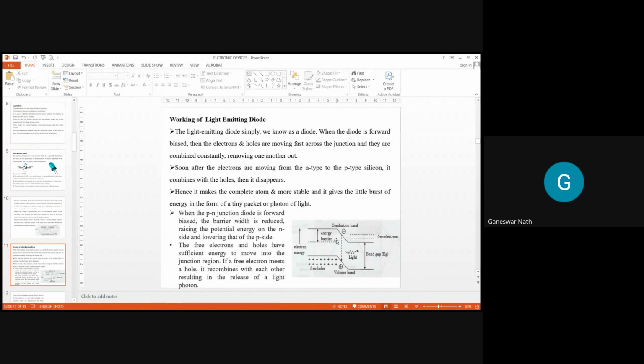So when the PN junction diode is forward biased, the barrier width is reduced, raising the potential energy on the N side and lowering that of the P side. And the free electrons and holes have sufficient energy to move into the junction region. Okay, and if a free electron meets a hole, it recombines with it, resulting in the release of a light photon. So in this diagram you can see, when the forward bias is applied, the recombination of the electron and the hole takes place. Okay, and these free electrons and holes have sufficient energy to move into the junction region. So this is the junction region, and you can see this is the conduction band and this is the valence band.